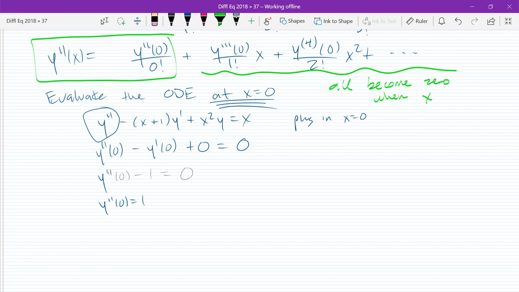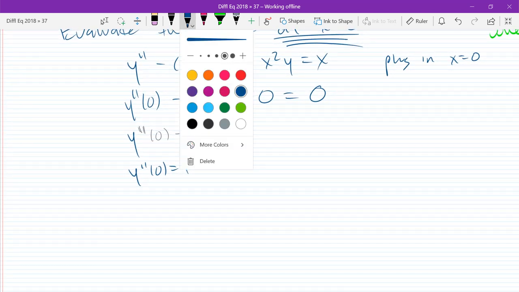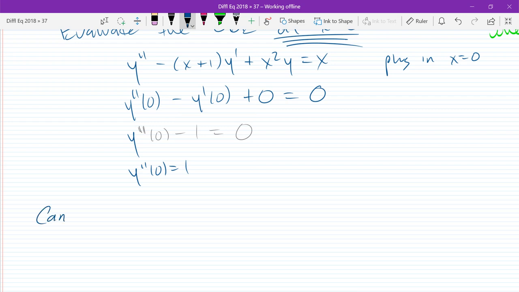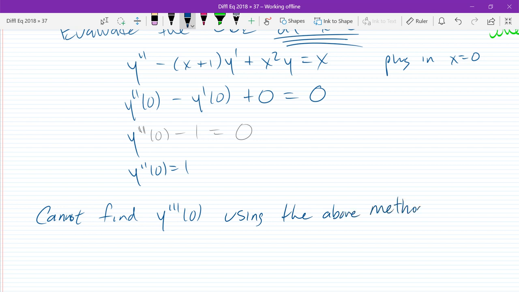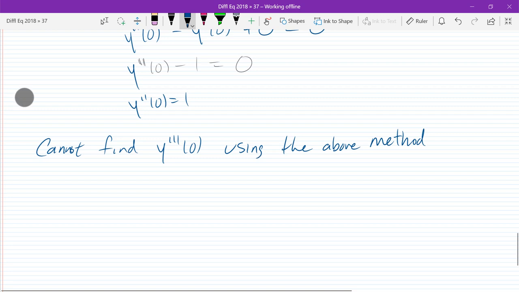So any questions on why I can't just do this one more step in that direction? If I had a y triple prime, I'd be okay. But unfortunately, I don't. So I'm basically going to create a y triple prime by taking a derivative. We're definitely going to have some product rule going on. I don't think we'll have chain rule, but there'll be some product rule happening. So we're going to take a derivative very carefully. So we cannot find y triple prime of 0 using the above method. So when in doubt, take a derivative.